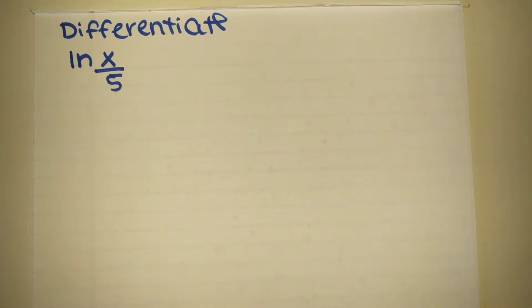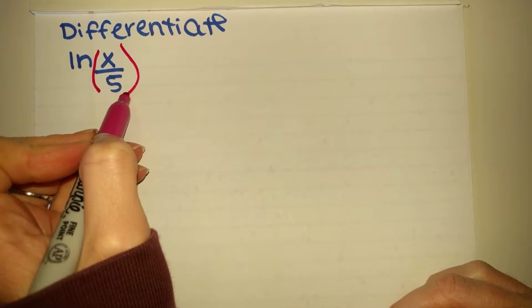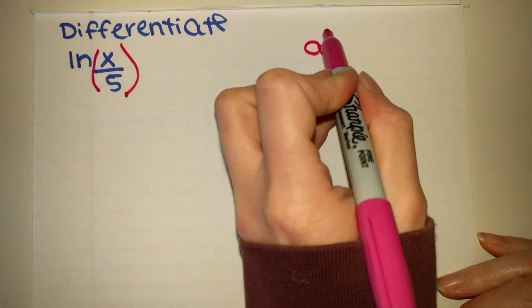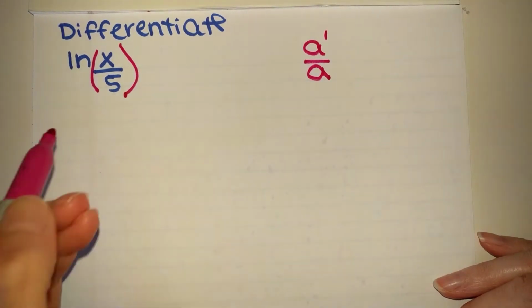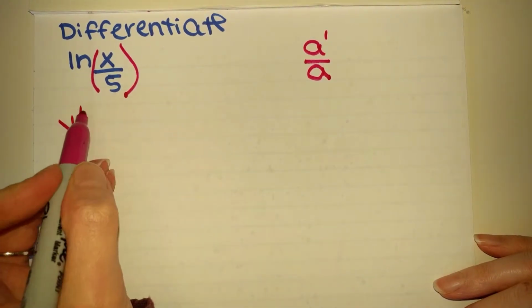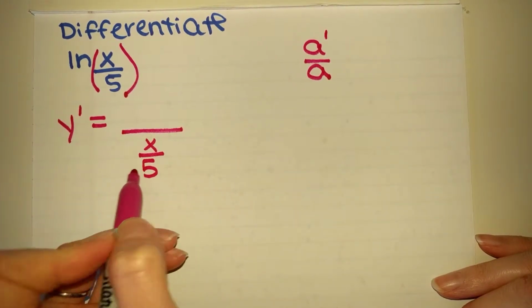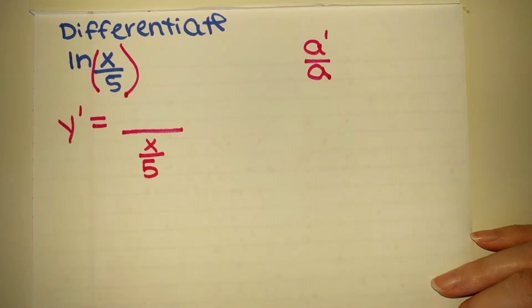All right, so to differentiate this function, the first thing to notice is that x over 5 is, of course, the argument of the natural logarithm. So we are going to use our a prime over a rule. So what we would have here is that y prime is equal to the argument in the denominator, x over 5. And then we would have to take the derivative of x over 5.